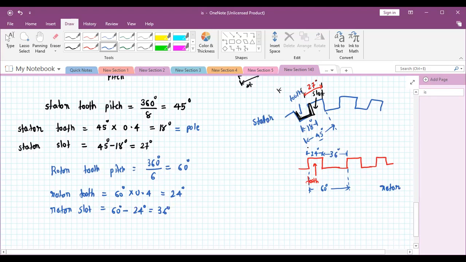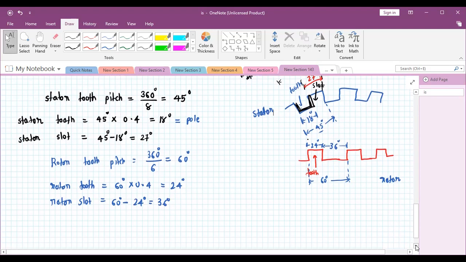So now the rotor tooth pitch is 60 degrees, among this 24 for tooth and 36 for slot. In the same way for the stator, the tooth pitch is 45. Among this 45, 18 degrees for the stator tooth and 27 for the slot.